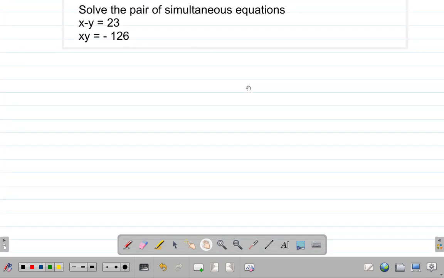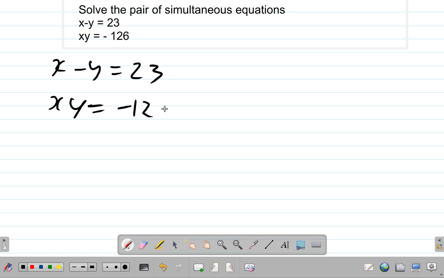Now, solve the pair of simultaneous equations. You have x minus y equals 23, and xy is equal to negative 126. So you see there are two equations here. One is a linear equation. We can call it equation 1, and the other is going to be a quadratic form, which is equation 2.